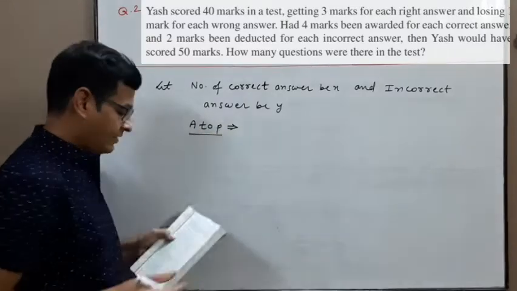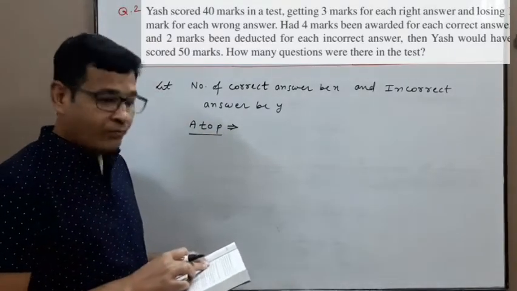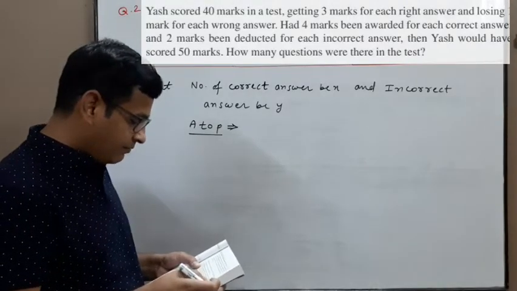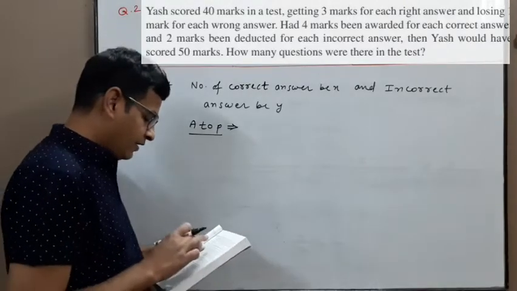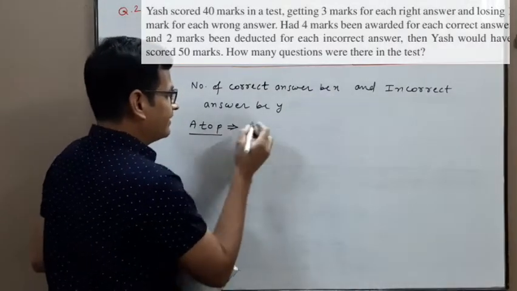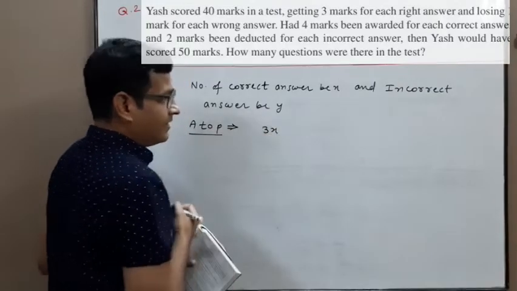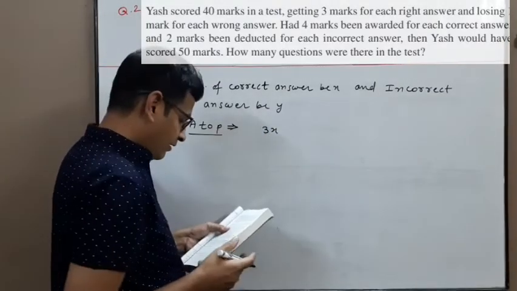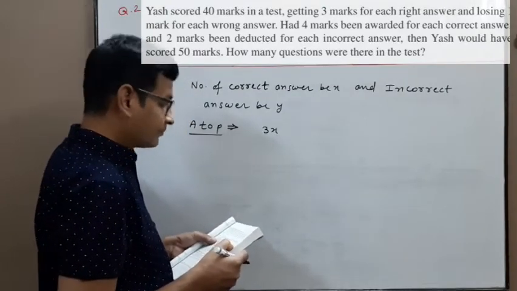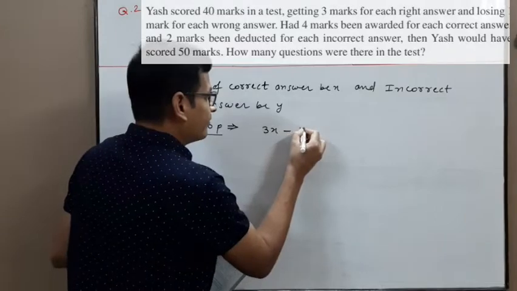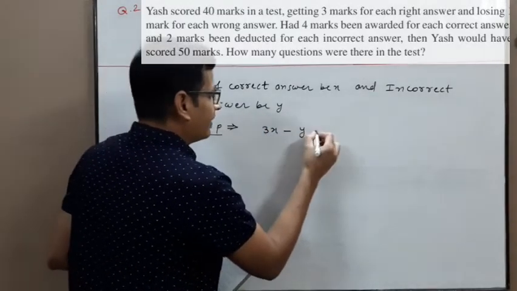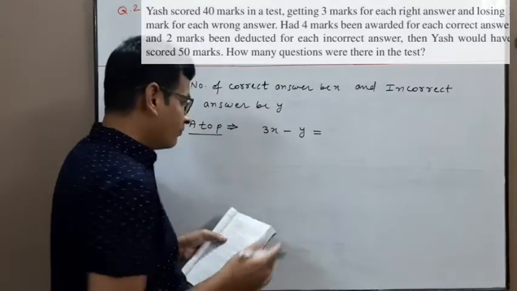there are two cases. In the first case, Yash scored 40 marks in a test, getting 3 marks for each right answer and losing 1 mark for each wrong answer. So for right answers 3 marks and number of right answers x, so marks for right answers 3x. Then losing 1 mark for each wrong answer, so minus y, because there are y wrong answers, so minus y is equal to 40 marks.